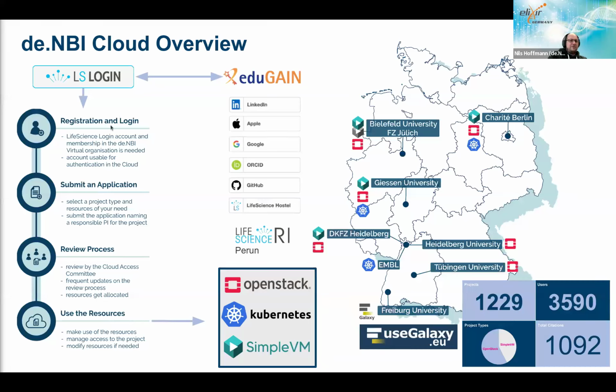So people first start off by joining the de.NBI virtual organization and signing up for Life Science Login, and then use this account within the de.NBI Cloud for authentication. And they submit their application, select the project types and resources that they need, and then submit the application naming a responsible PI for the project.